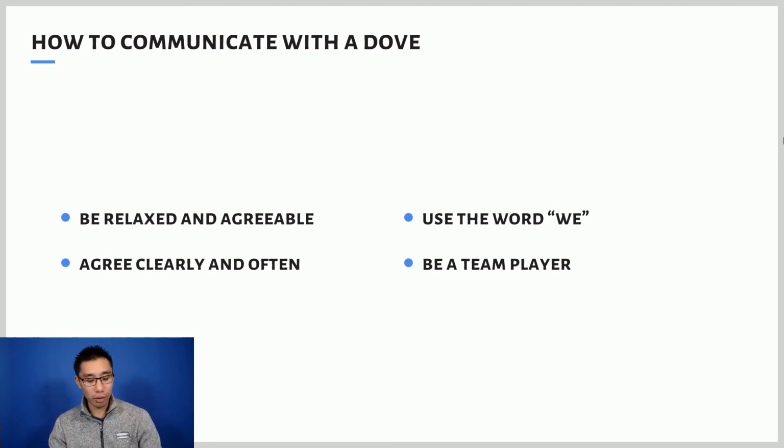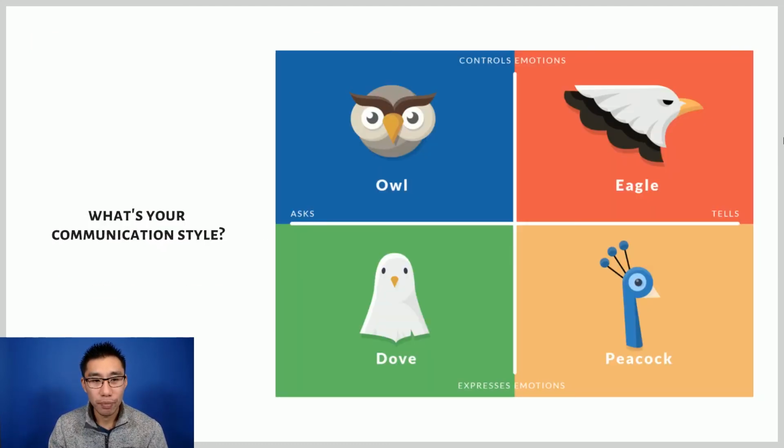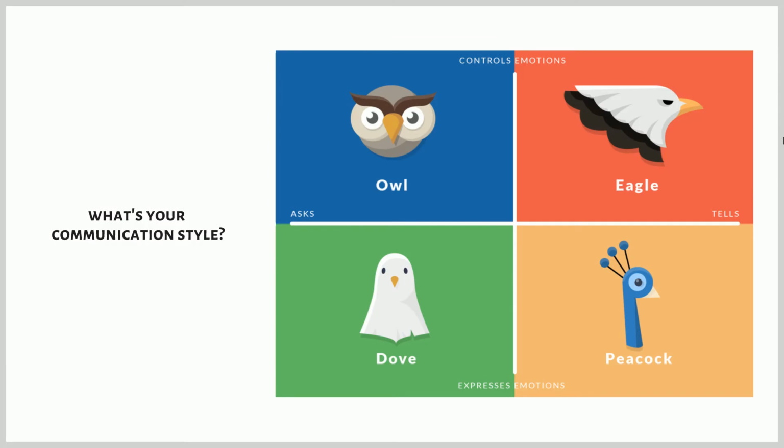Okay, so let me go back to the main one here. So we have owl, eagle, dove, and peacock. Now, I know some of you are thinking, well, how do we know if someone's an owl, an eagle, a peacock, or a dove? Here's a tip. Again, it's not 100%, but usually it will work this way. Doves and peacocks will never have a notebook. They like to talk a little bit more. They want to build relationships.